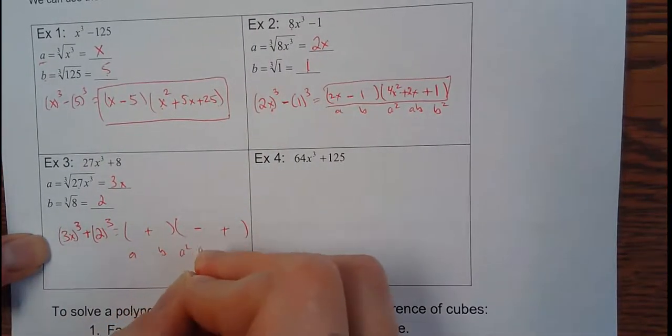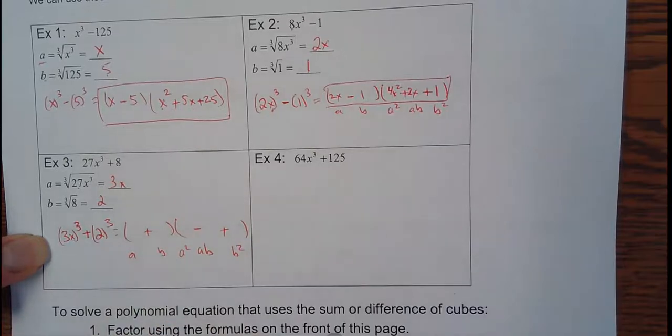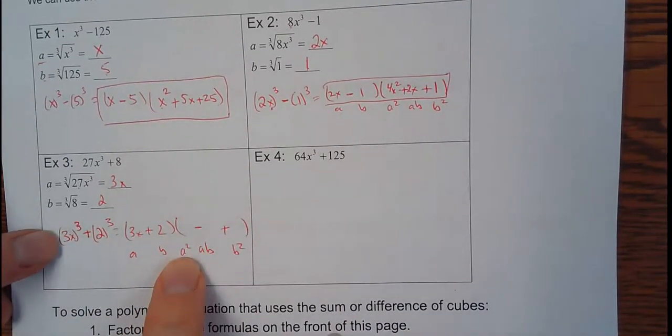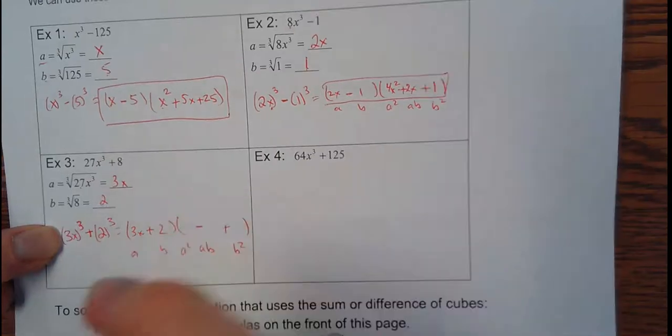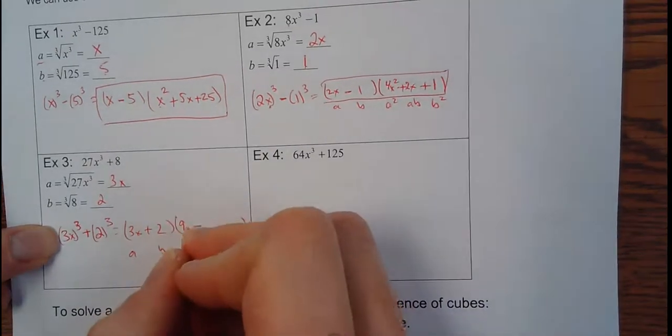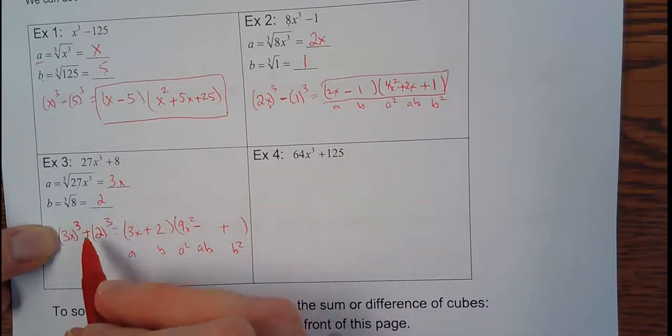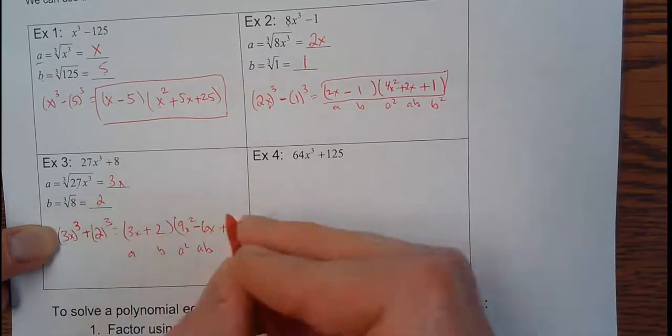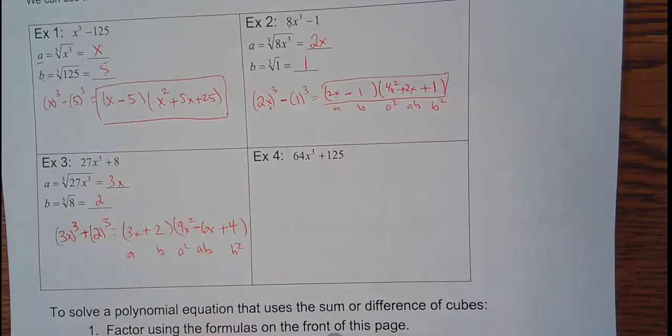A, B, A squared, AB, B squared. So A is 3x, B is 2. A squared would be 3x squared, so 3x times 3x is 9x squared. AB would be 2 times 3x. 2 times 3x is 6x. And then B squared would be 4, because 2 times 2 is 4.